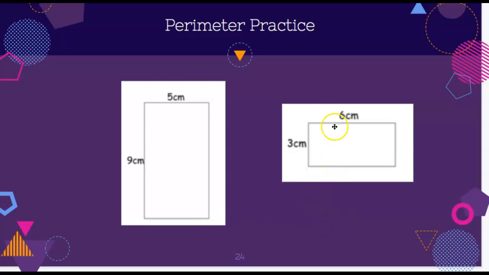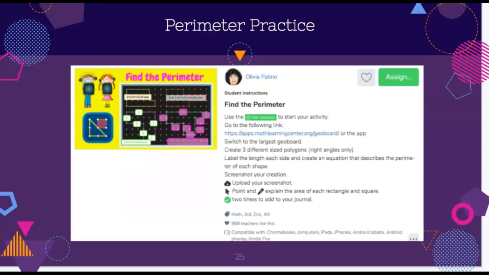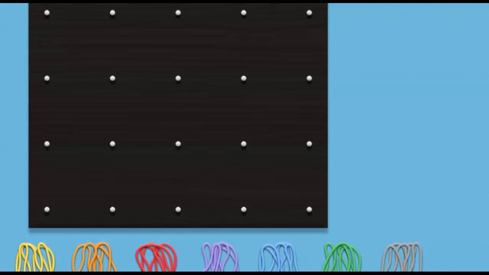On the smaller rectangle, it's 6 centimeters long here. 6 and 6 is 12, plus 3 is 15, plus 3 more is 18. So 18 centimeters for the smaller rectangle. So let us go further into practice today. We are going to go to Seesaw, and you are going to click on this link right here. When you do, you are going to get your very own GeoBoard. Your GeoBoard is going to give you an opportunity to make squares and rectangles and then determine the perimeter.